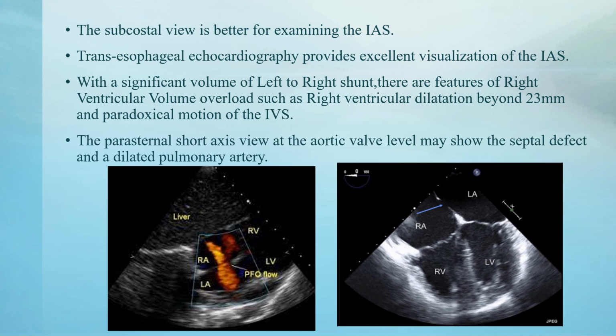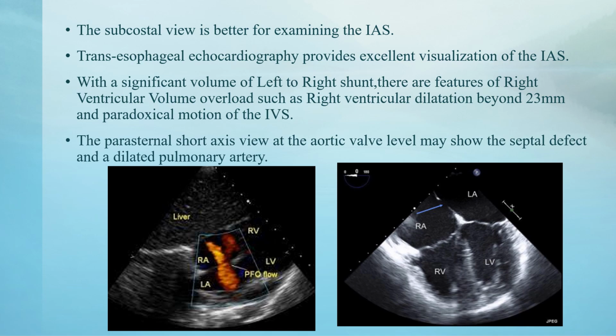The subcostal view is the best view to examine an interatrial septum compared to the apical four-chamber view. In the apical four-chamber view, sometimes the interatrial septum will be hidden, whereas in the subcostal view, you will be able to differentiate whether the patient is having a false septal defect or a true septal defect. So the best view to examine an interatrial septum is the subcostal view.